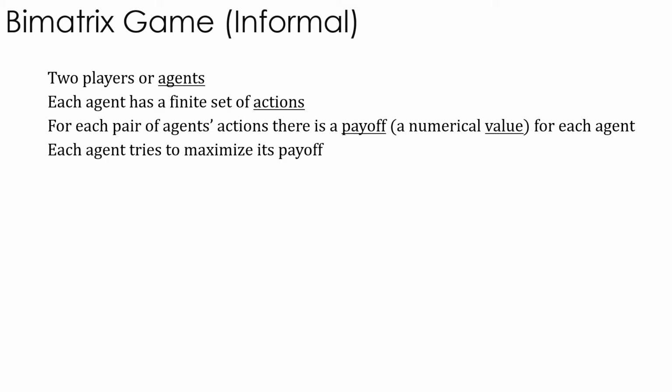A Bimatrix game consists of two players or agents, and each agent has a finite set of actions. For each pair of agent actions, there is a payoff, which is a numerical value for each agent. And each agent tries to maximize its payoff.